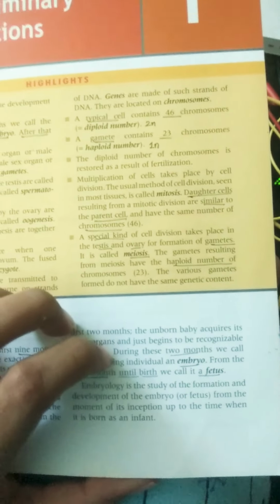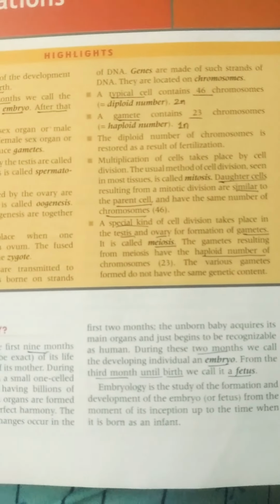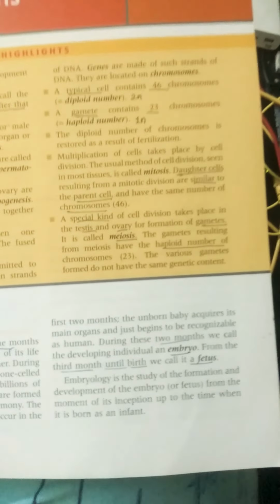Multiplication of cells takes place in normal body cells by mitosis, but meiosis takes place in germ cells to form gametes, right? A special kind of cell division takes place to form gametes, and that is meiosis. Remember, in mitosis only 2 daughter cells are formed, and in meiosis 4 daughter cells are formed.